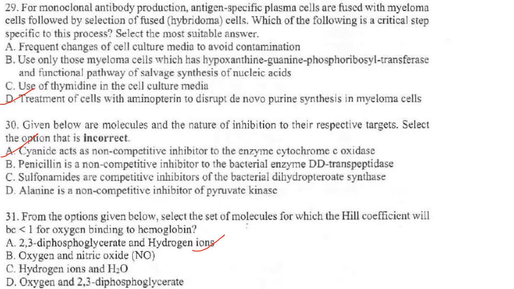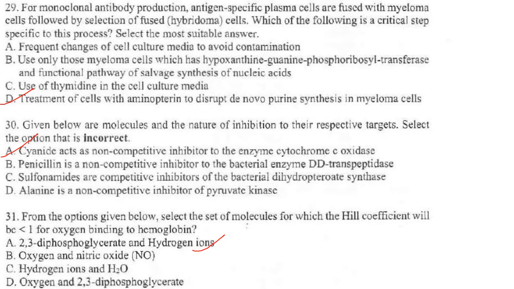So answer is option D, because fused myeloma cell hybrids survive since the HGPRT gene coming from the B cell is functional. These cells produce antibodies and are immortal. So the answer is option D. Then given below are molecules and the nature of inhibition to their respective targets. Select the option that is incorrect. Cyanide acts as a non-competitive inhibitor to the enzyme cytochrome C. Actually, cyanide is a competitive inhibitor, so that is the incorrect statement. So answer is option A.